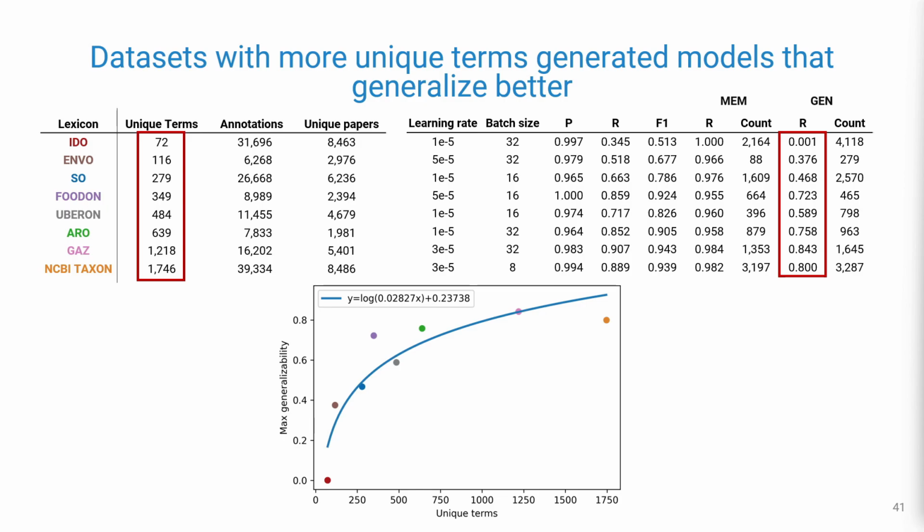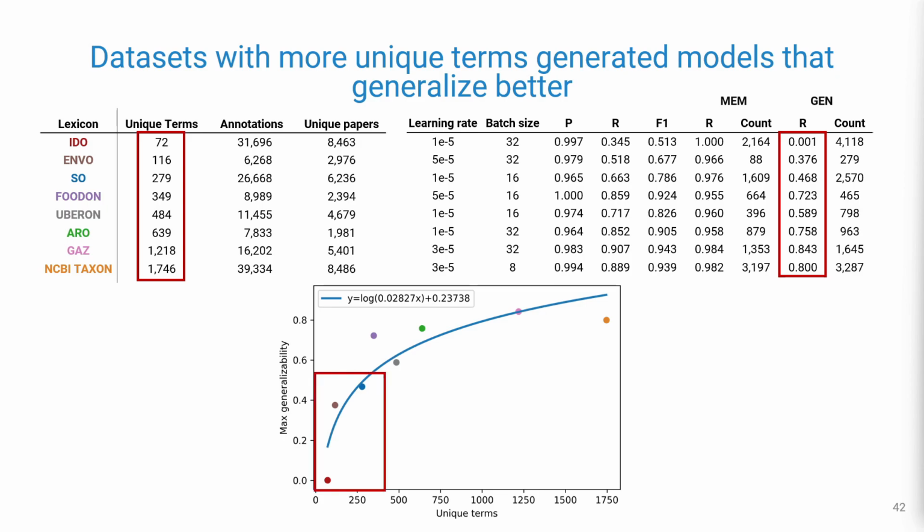This can potentially be because as the number of terms increases in a lexicon, the model is forced to generalize and identify patterns where a term may appear. But with lexicons with very few terms, the patterns are less obvious and the model learns that memorization is the best method to achieve the best performance.